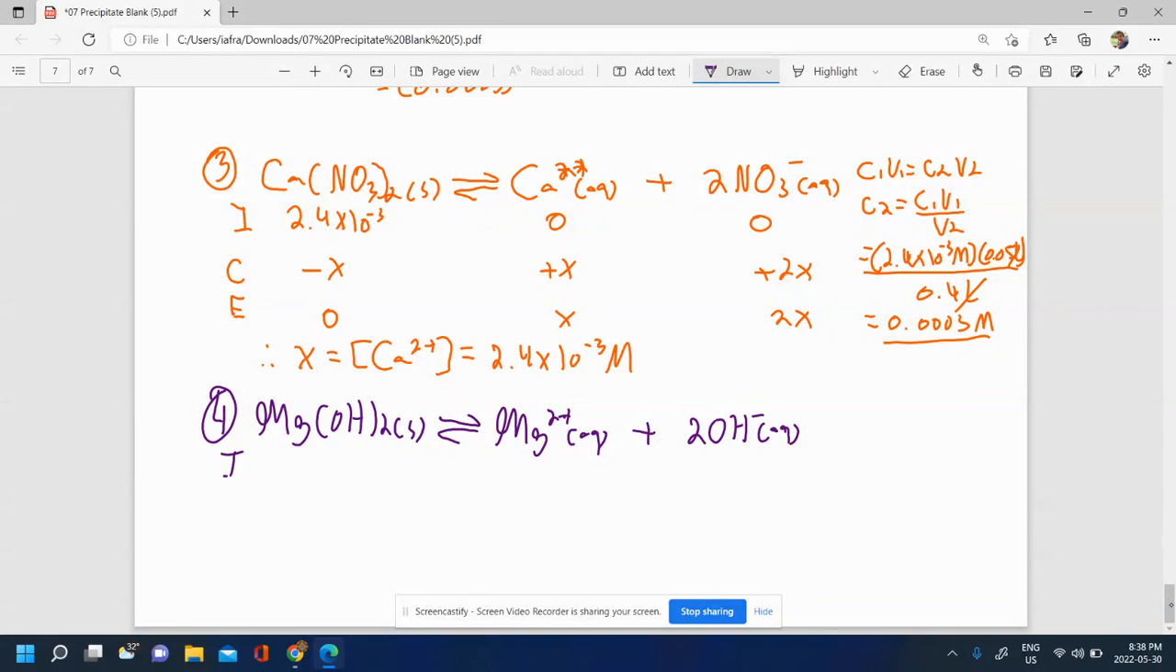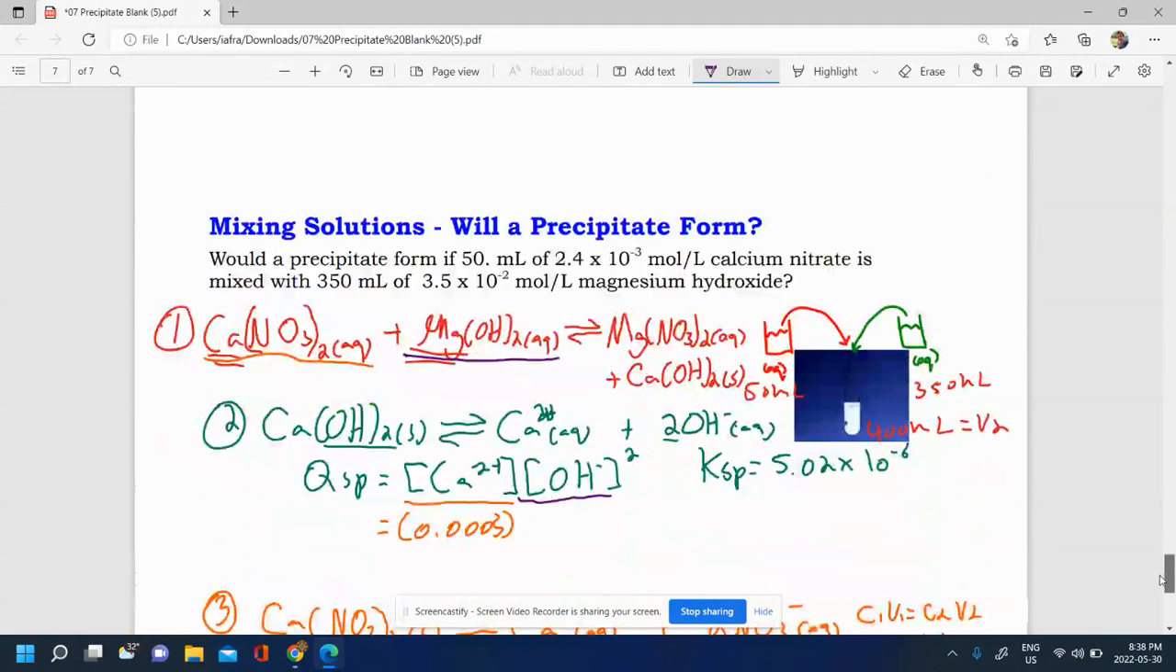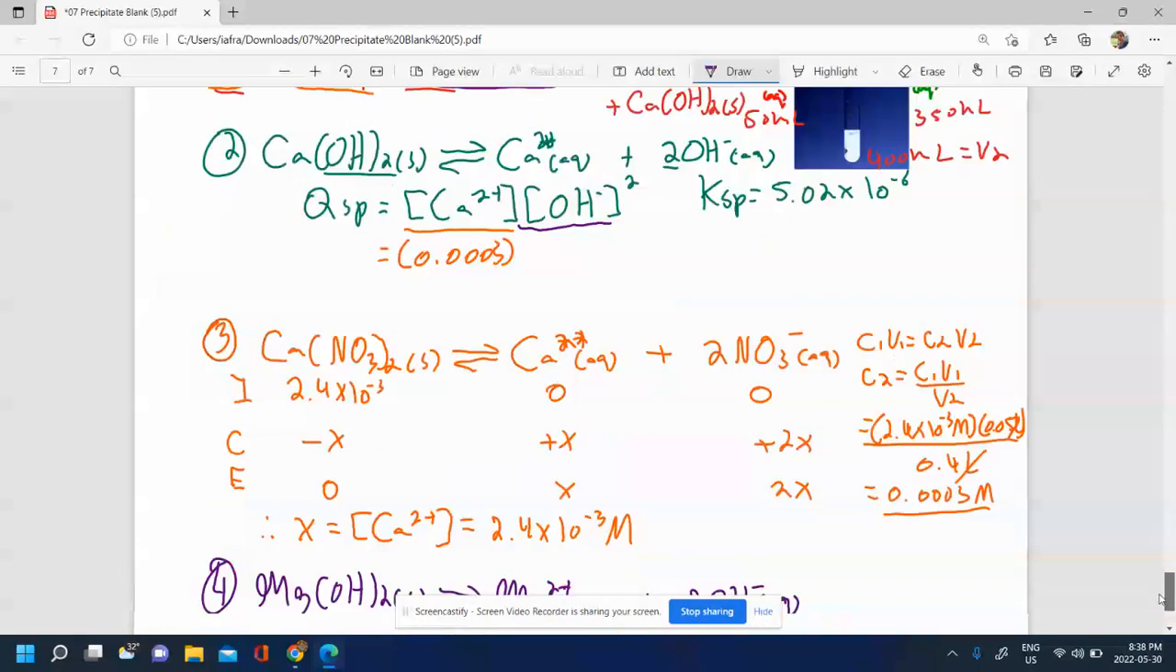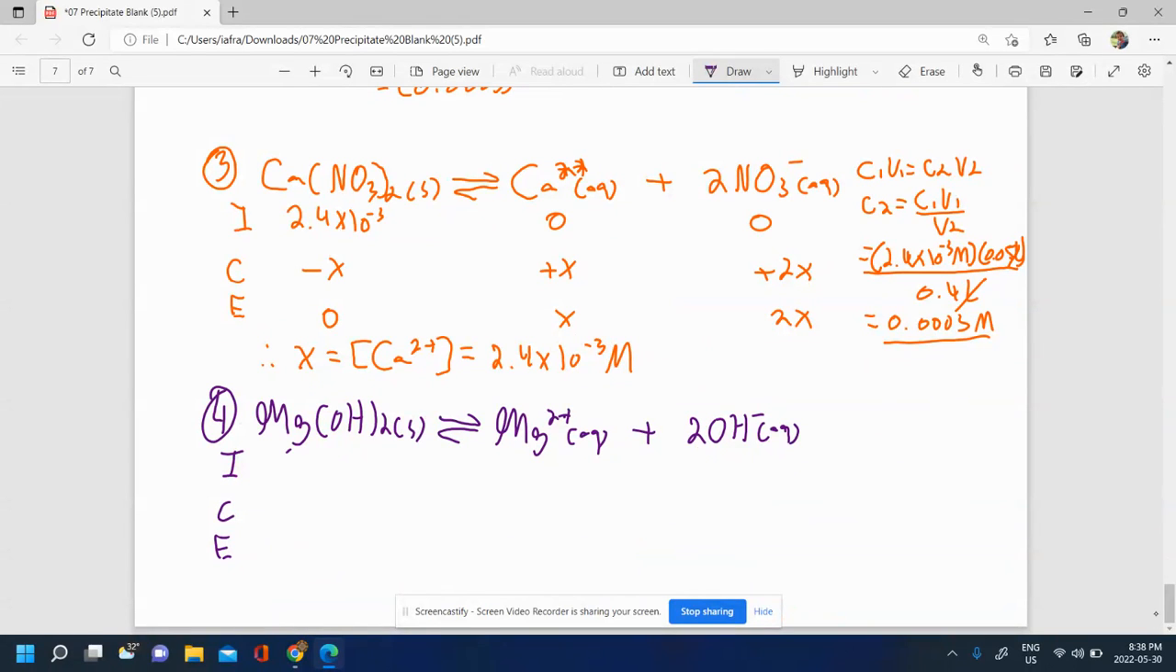And we'll make a little ice table. And the concentration to begin with was 3.5 times 10 to the power of negative 2. This was 0 and 0. This is plus x. This is plus 2x. This is x. This is 2x. This is minus x. And this is 0.